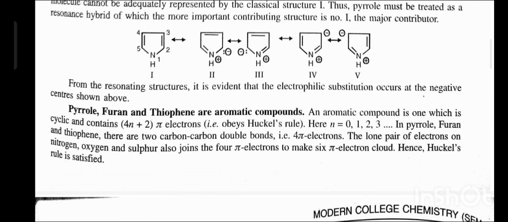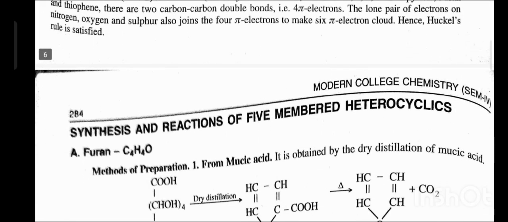Pyrrole, furan, and thiophene are aromatic compounds. An aromatic compound is one which is cyclic and contains 4n plus 2 pi electrons, such that it obeys Huckel's rule. Here n is equal to 0, 1, 2, 3 and so on. In pyrrole, furan and thiophene, there are 2 carbon-carbon double bonds, giving 4 pi electrons. The lone pair of electrons on nitrogen, oxygen, or sulfur also joins the 4 pi electrons to make a 6 pi electron cloud. Hence, Huckel's rule is satisfied.